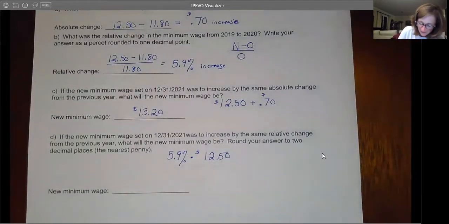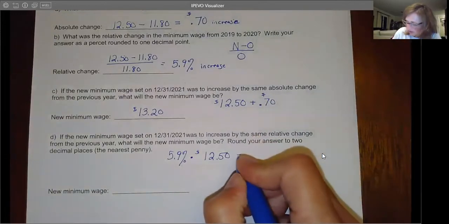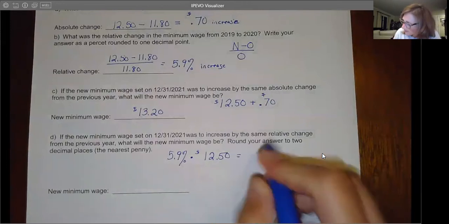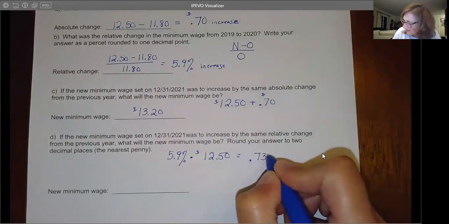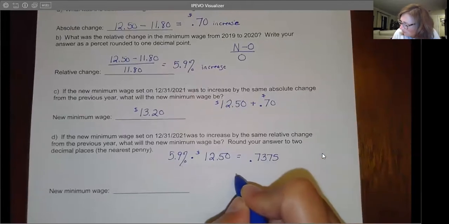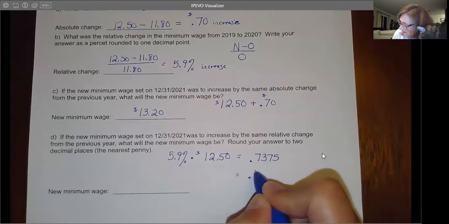Let's try this again. 5.9% times 12.50. So did you guys get it on your calculator? Now it says round to 2 decimal places. I got 0.7375, but if we round that to 2 decimal places, it would be 0.74.